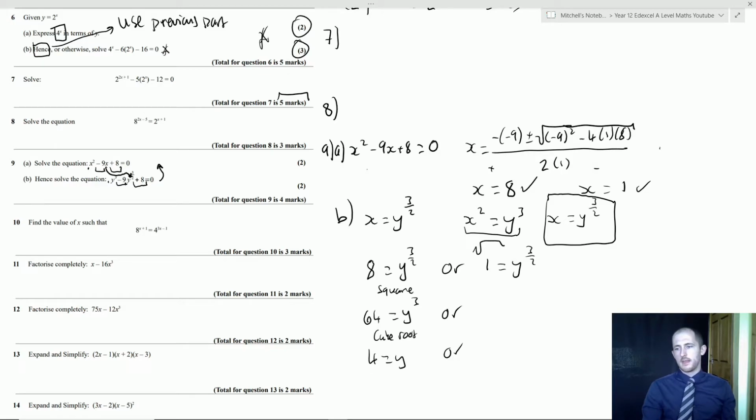Or, for those of you with foresight, you can see that this is actually just going to equal 1. Let's look at it. So square it, 1 times 1 is 1. Then cube root it. Well, 1 times 1 times 1 is 1. So these are our answers.